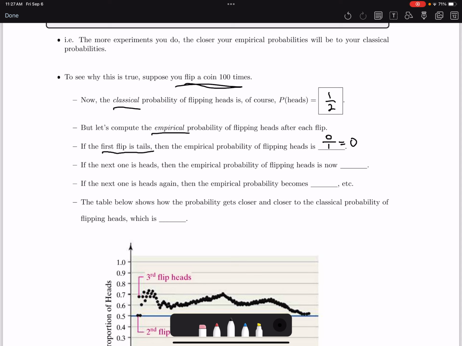But now let's say that the next flip is heads, all right? So now we've had 2 flips of the coin, and one of them landed on heads, right? So the empirical probability of flipping heads would be 1 head out of 2 flips. Okay, now let's say that the next flip is heads again. Now we've had 3 flips of the coin, and 2 of them landed on heads. So the empirical probability after the third flip is 2/3. And we could pretend that we've done this over and over and over again.